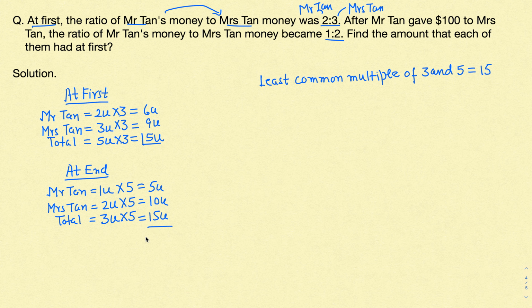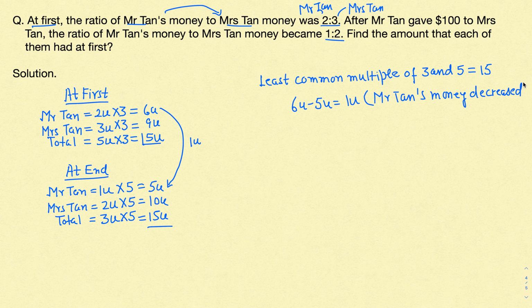Now let's compare the units of Mr. Tan's money at first and at the end. See, earlier Mr. Tan was having 6 units, and later he was having 5 units. So you can see here there is a change of how many units? There's a change of 1 unit, and actually there's a decrease of 1 unit. So you can say that 6 units minus 5 units will give you 1 unit. So Mr. Tan's money has decreased.